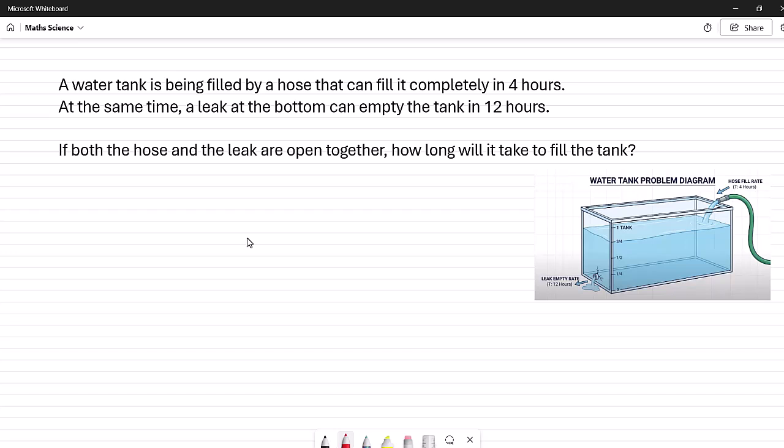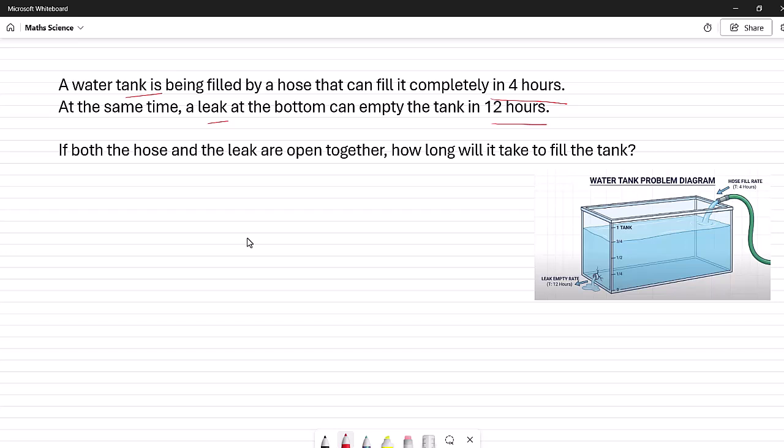So here's the question. A water tank is being filled by a hose that can fill it completely in 4 hours, okay? But at the same time, there's a leak that can empty it in 12 hours, okay? So the leak can empty it. So in this example, the leak is working against time. The hose is trying to fill up the tank, but the leak is working against it. So it's trying to empty it at the same time. So in this example, we learn how to solve such problems, okay?